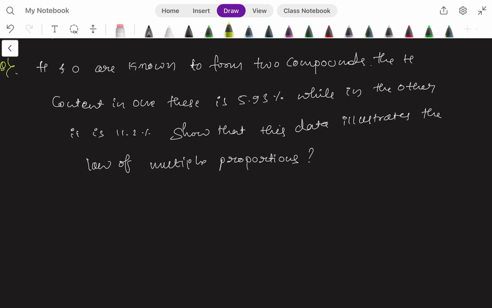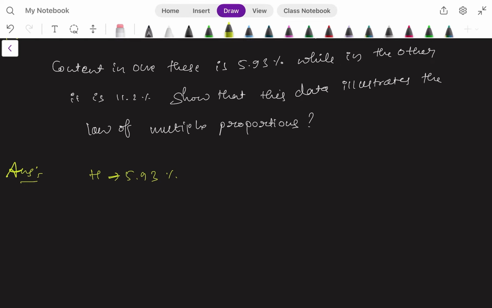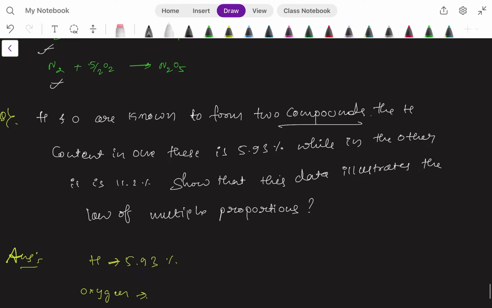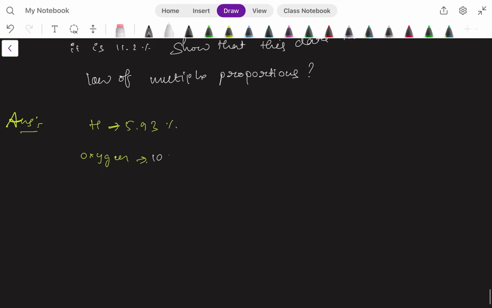So whatever data is given, based on that we will write down. Hydrogen mass is 5.93 percentage, they mentioned. Percentage means the compound is 100 gram, in that 5.93 is hydrogen, so remaining will be what? Oxygen, no? They only mention right here: hydrogen and oxygen are known to form compounds. A compound has hydrogen and also oxygen. So if hydrogen is 5.93, how much can oxygen be? That will be 94.07 percentage. Then what is in the second case?